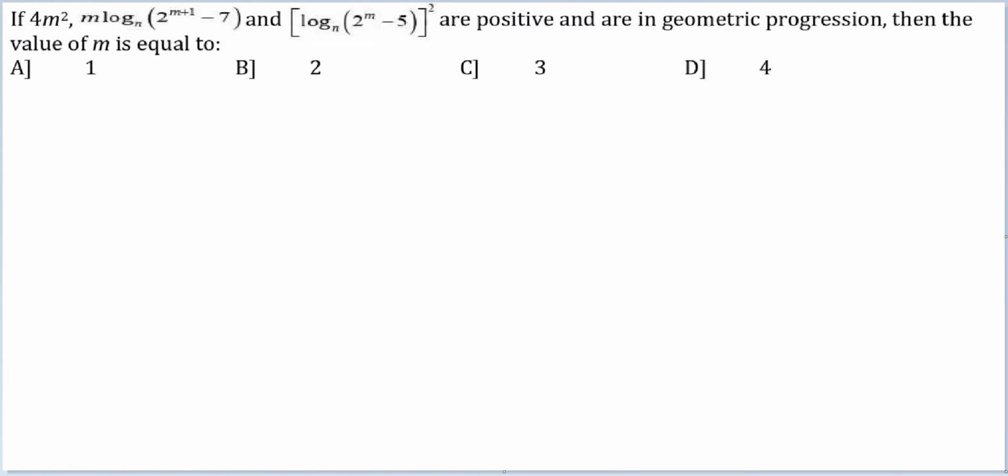Let's look at this question. 4m square times log base n of 2 raised to the power m plus something, and another log term, are positive and are in geometric progression, then the value of m is equal to. In such questions, my go-to move is just to fit in the values and see what works.